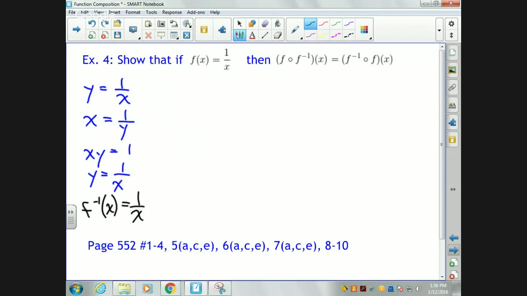And now we can determine what f composed with its inverse looks like. Why is it 1 over 1 over x? You flip it, so it's x over 1, right?